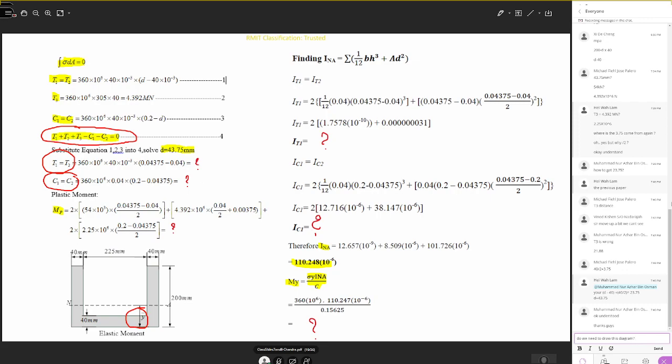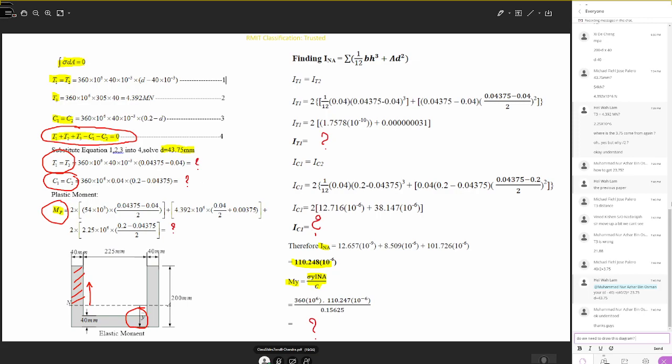So then you can calculate the plastic moment. When you calculate the plastic moment, for each zone, what is the force? For example, this is C1, right? We called it C1. So C1 represents the entire force acting on this area, multiplied by the distance from the neutral axis to the centroid of this rectangle. Both C1 and C2 will be the same.